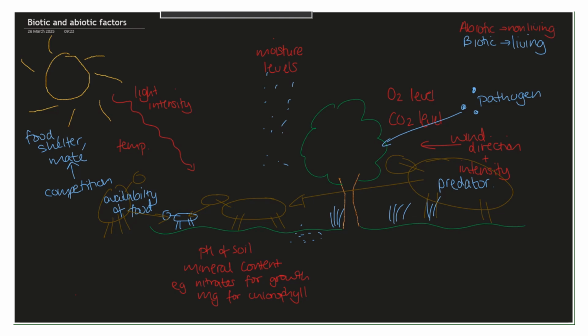Last of all, let's go to the soil, the pH of the soil. Soil can be acidic or alkaline, and different plants require different pHs within the soil. If the pH of the soil isn't as the plant requires, then the plant might struggle to survive. In addition to the pH of the soil, we also need to consider the mineral content of the soil. Plants absorb these minerals through their roots.